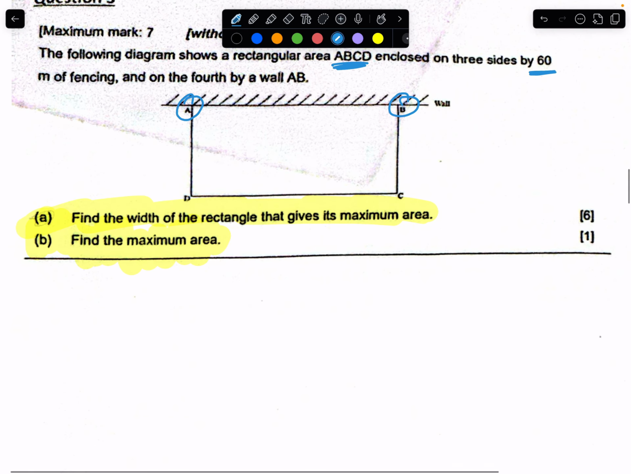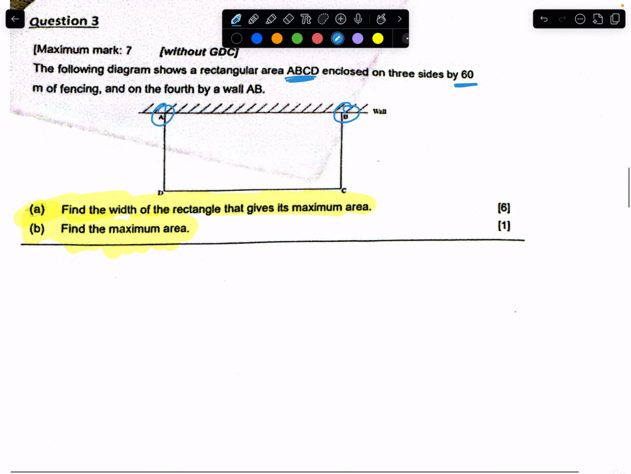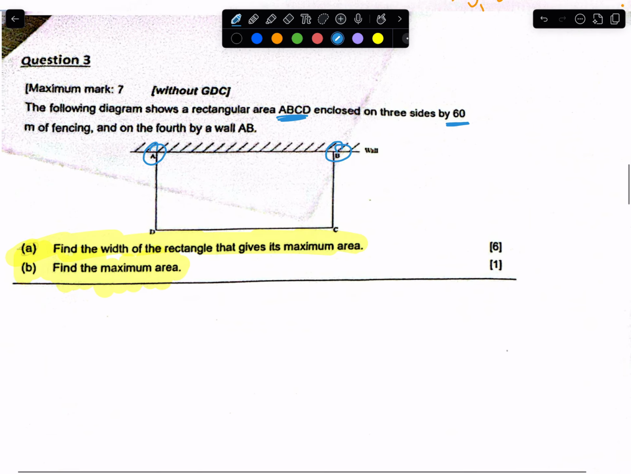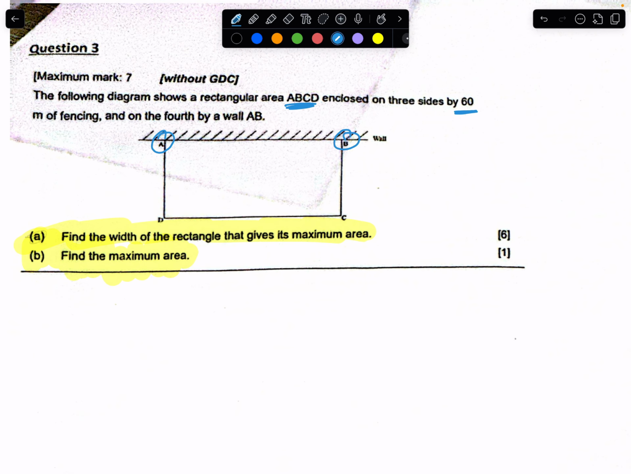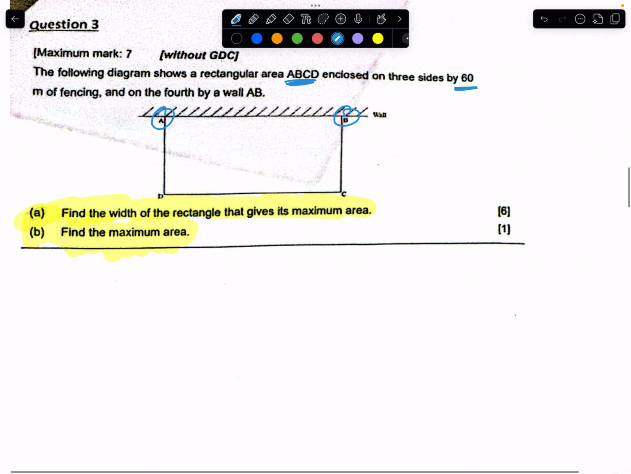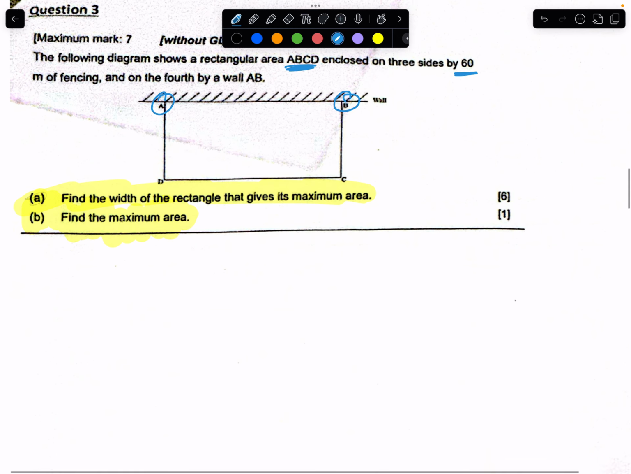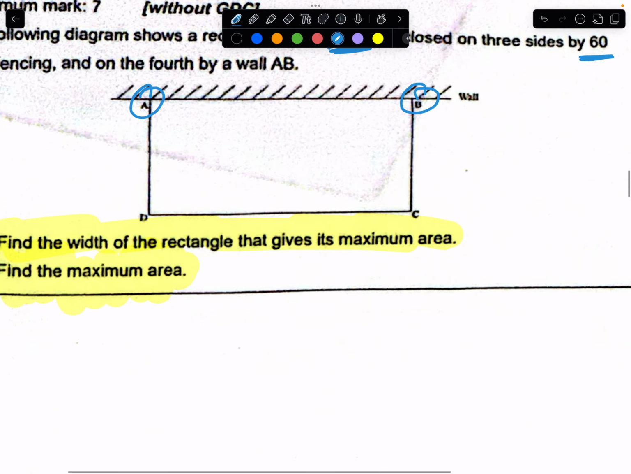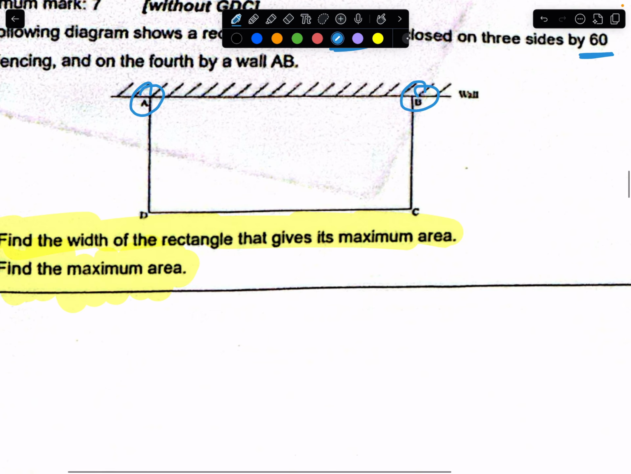So first off, we have to understand the question. We are building a rectangle using 60 meters of fencing, but only 3 sides are fenced because the wall covers 1 side. So we want to maximize the area of this rectangle using the fencing wisely. This is called optimization. We're choosing the best possible value, the maximum area, based on only 60 meters of fencing.